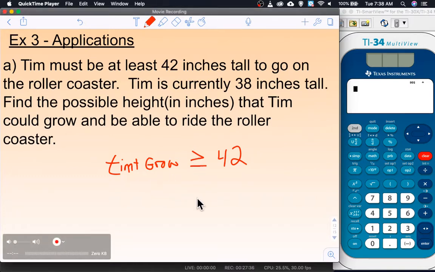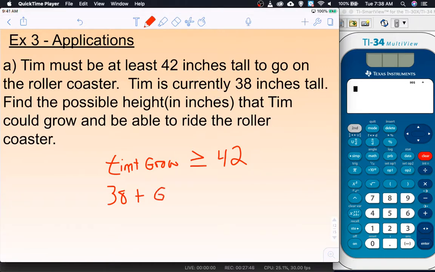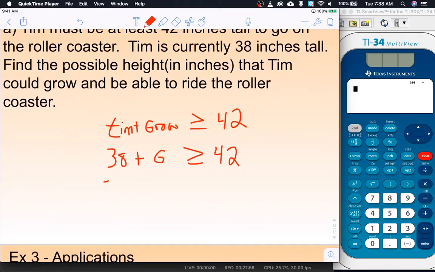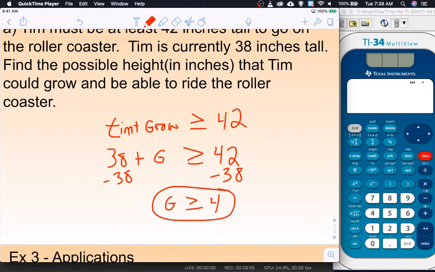So now this is my little verbal model. This just sets us up. So I know that Tim is 38 inches. We do not know how much he needs to grow. That's our variable. I'm going to use G for grow. You could also use H for height or just plain old X if you wanted to. Okay, and if we subtract 38 on both sides, we're going to get G is greater than or equal to 4. So as long as Tim grew 4 inches or more, he could ride the roller coaster.